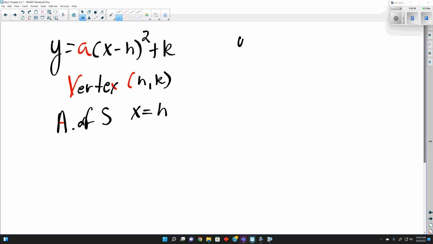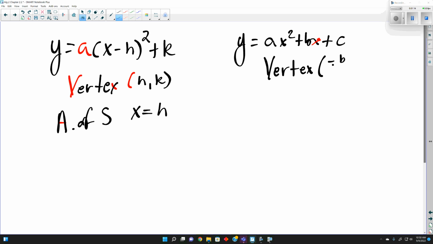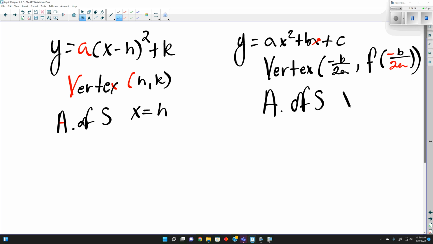Now the other one we covered was y is equal to ax squared plus bx plus c. And this was our standard form. I'm just adding this in. And we said that the vertex was given to us by negative b over 2a, comma f of negative b over 2a. Because this was the equation for the vertex. And our axis of symmetry is the equation x is equal to negative b over 2a. And really, this is all we covered, the main two equations we covered yesterday.